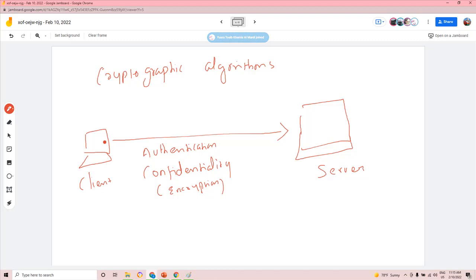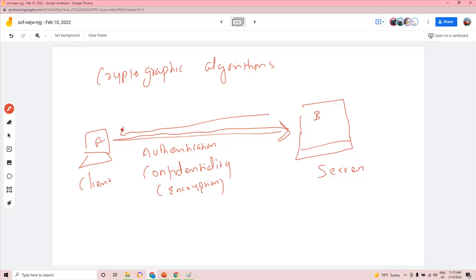Let's say this is A, let's say this is B. When A is sending to B, it should authenticate to B and B also should authenticate to A. Then only there will not be any spoofing. Each other, they have to be sure that they are talking to a genuine person. Authentication. There are many types of authentication techniques out there.